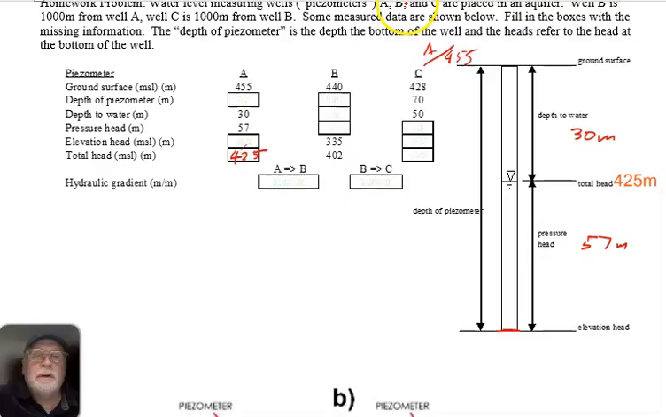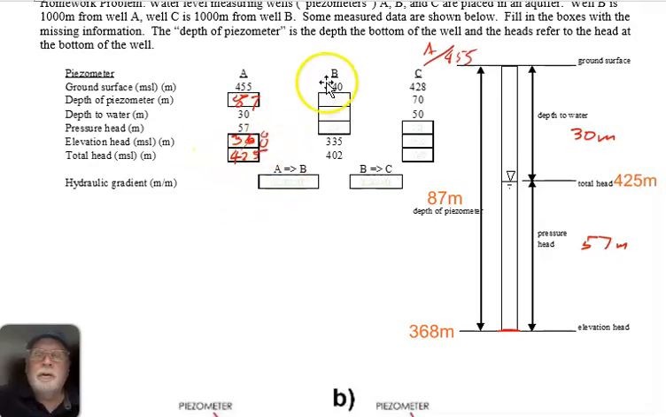So if the total head is 425, and the bottom of it is 57 meters below that, then the depth of piezometer is 30 meters plus 57, which is 87. And then the elevation head is going to be the 455 minus the 87, which gets us to 368. My writing is failing me here, so that's what we're filling in here.